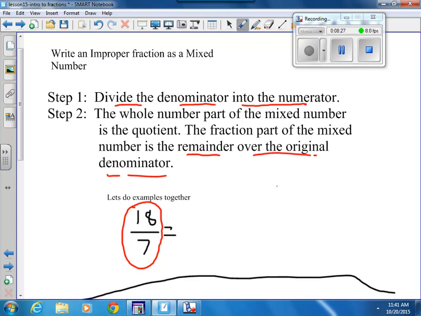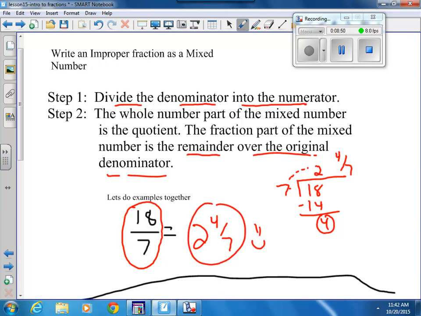So let's try that. Okay, so 7 into 18. 7 goes into 18 about 2 times, right? 2 times 7 is 14. Draw the line and subtract. And your remainder, throw your remainder over your divisor, which is 7. Aha, so 2 4/7. That's it. And then you're right if you reverse the flow, and say 7 times 2 makes 14 plus 4 makes 18, which is the original numerator.